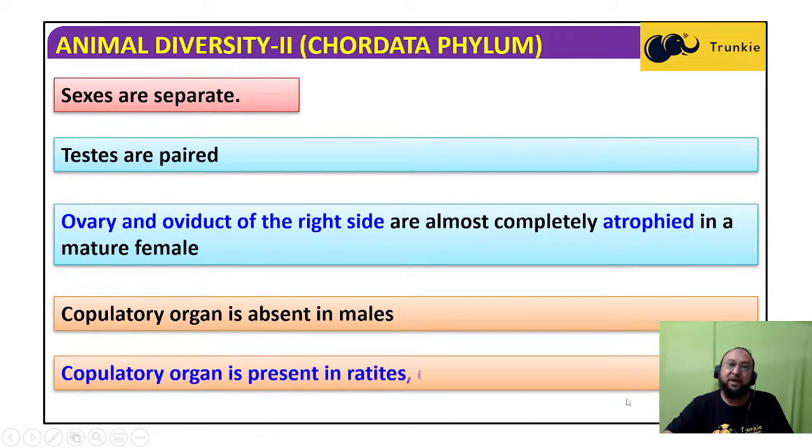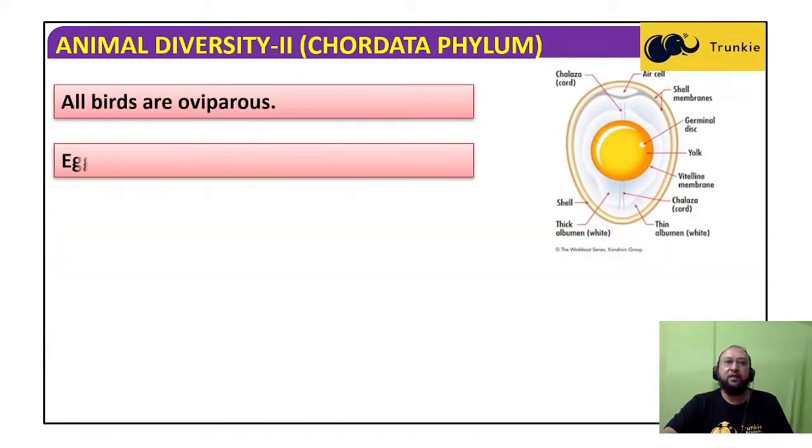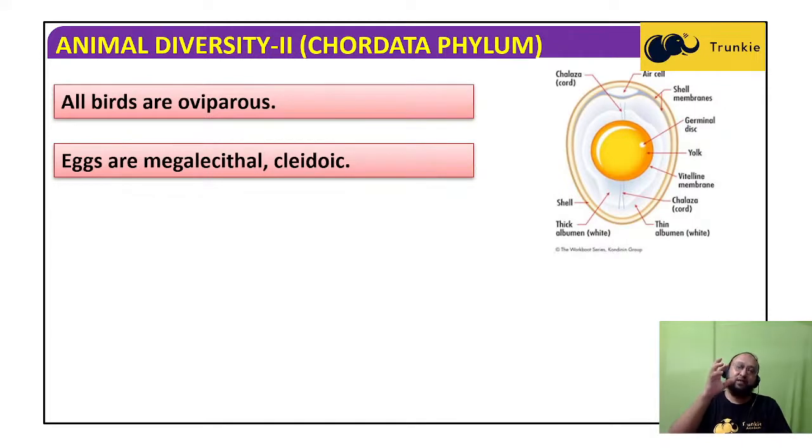Copulatory organ is absent in males. Copulatory organ is present in birds like duck, geese, etc. Those which are not flying have a copulatory organ, but in the flying birds the copulatory organ or external genitalia is absent. All the birds are oviparous, they lay eggs. All the eggs are megalecithal, and the egg shell is fragile, made up of calcium carbonate. Megalecithal means the egg yolk is large, distinct, present in the central region of the egg.